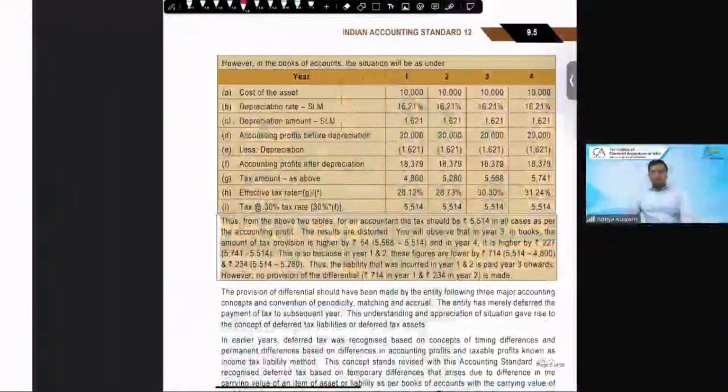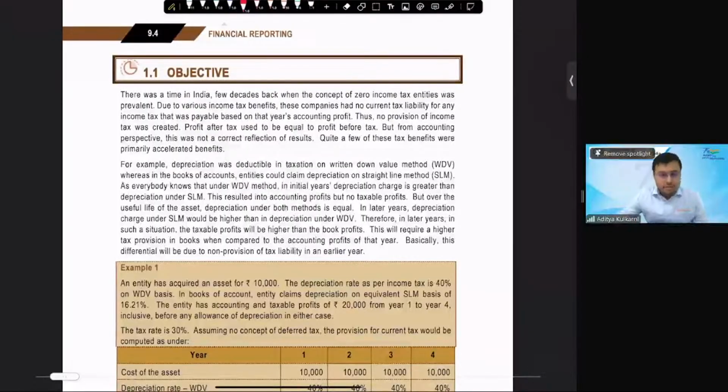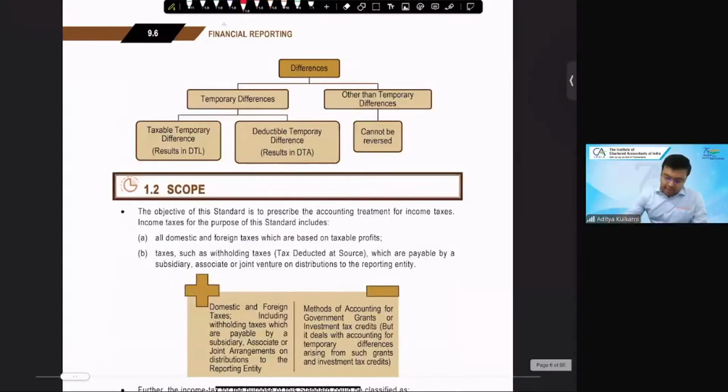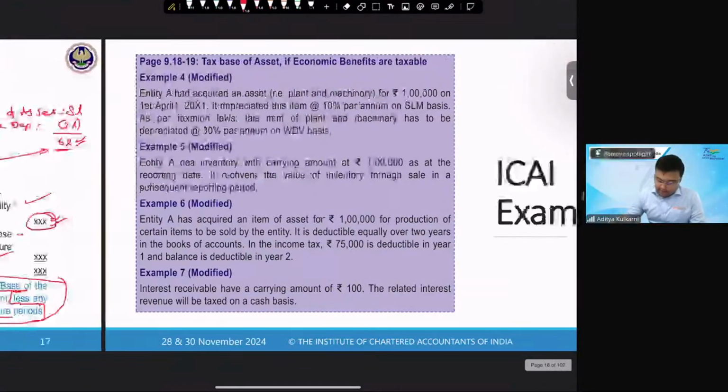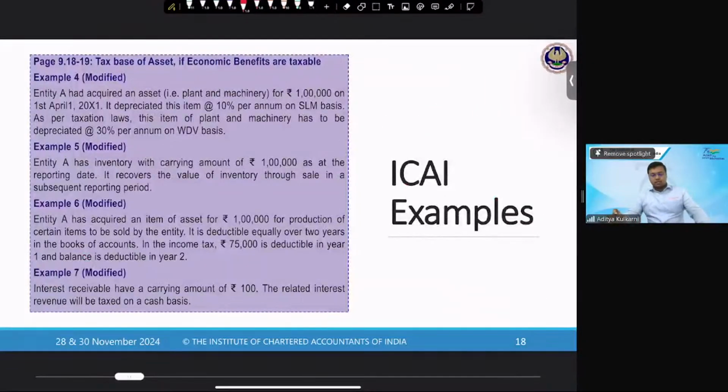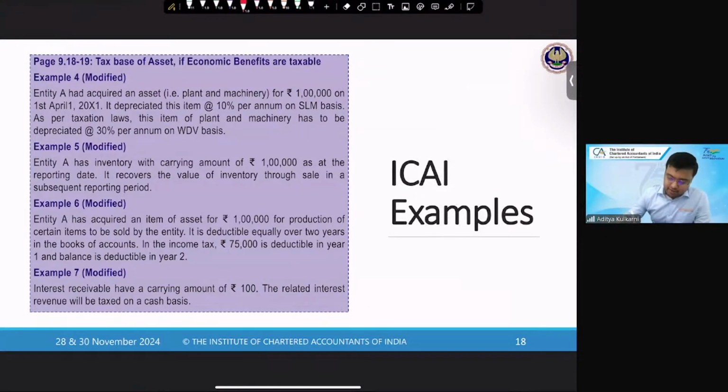Okay. All right. So you got a pretty long break. I hope it's all clear. So let's continue. Now let us look at some questions on computing the tax base.